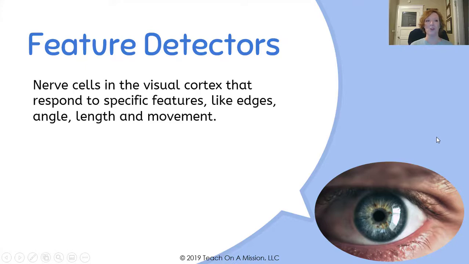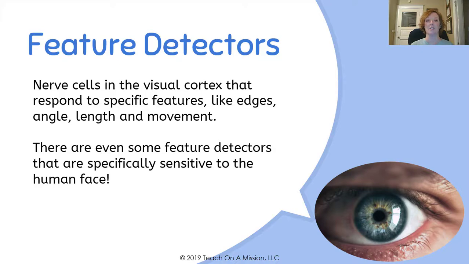So this is really cool. Nerve cells in the visual cortex respond to specific features like edges, angle, length, and movement. There are even some feature detectors that are specifically sensitive to the human face. There are parts of our brain that are designed to pick up the nuances of a human face.